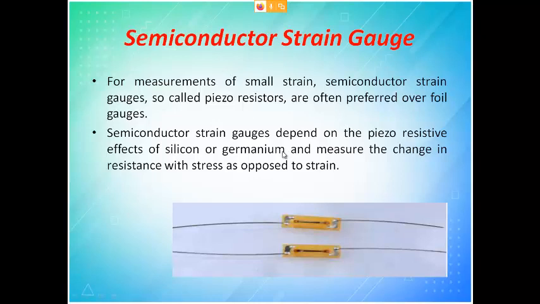They will get triggered. So a semiconductor strain gauge depends upon the piezo-resistive effect, like silicon or germanium, and measures the change in resistance with the stress as opposed to the strain. So whether the material is a semiconductor or a conductor, when you compress it, automatically there is a change in area. If there is a change in area, there will be a change in current flow. This change in current flow is read. So that is the working principle of your semiconductor strain gauge.